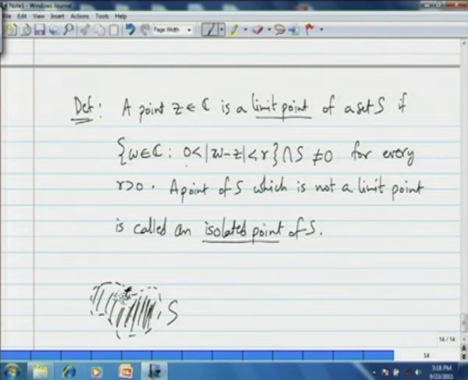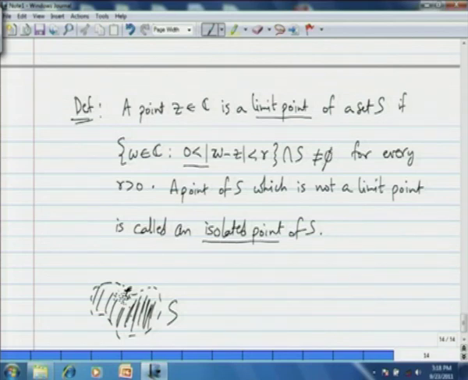So, the condition that 0 is strictly less than the modulus of w minus z is removing the trivial case that any point of the set just becomes a limit point. Because if that condition were not there, then the modulus of z minus z for any z belonging to S is equal to 0, and so that intersection S will always be non-empty. So, this is the empty set. I apologize, in this definition this is not 0, but the empty set. Please make a note of that.